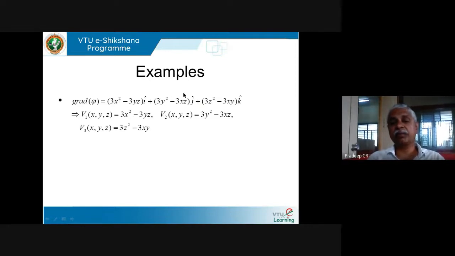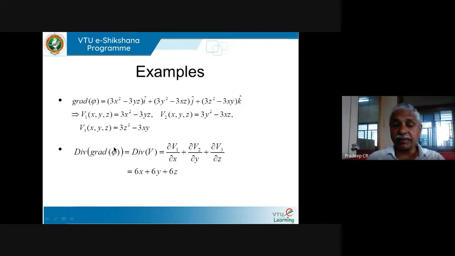This is the J component of the vector field. This is the K component of the vector field. I have written it here, V1, V2, V3. Now what is the divergence of such a vector field? Divergence of grad phi is, if I call this V, del V1 by del X plus del V2 by del Y plus del V3 by del Z. So I am doing that.